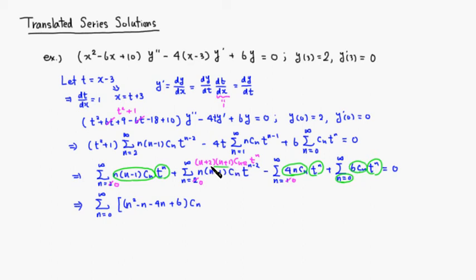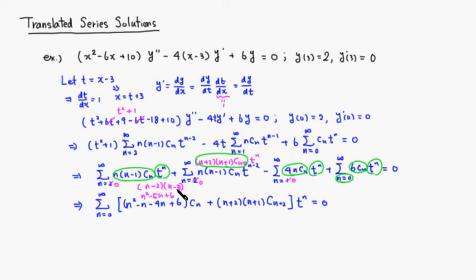And the last one is this guy, so you have plus n plus 2 times n plus 1 C_(n+2). Then everyone has t to the n, and this is equal to 0. And we can simplify that. This is going to be just n squared minus 5n plus 6, which can be factored as n minus 2 and n minus 3.